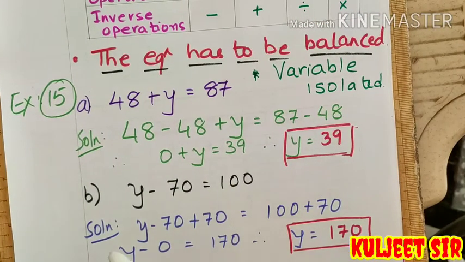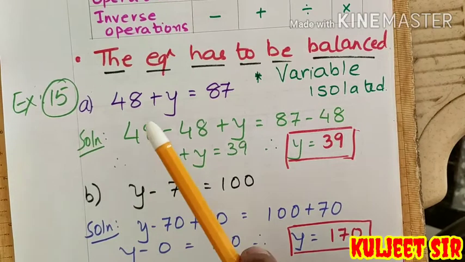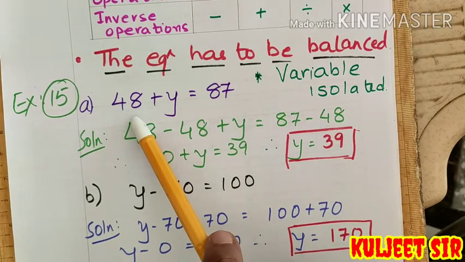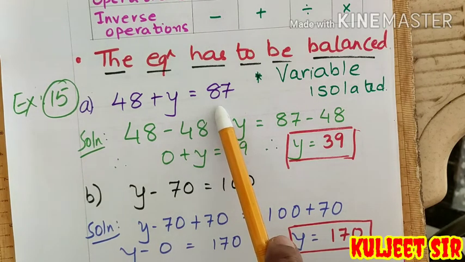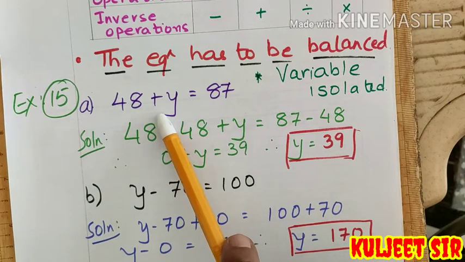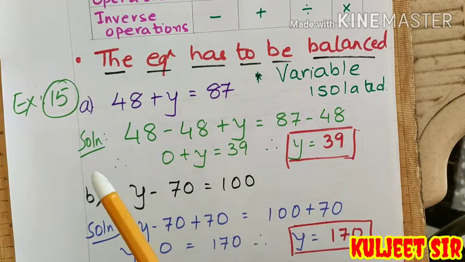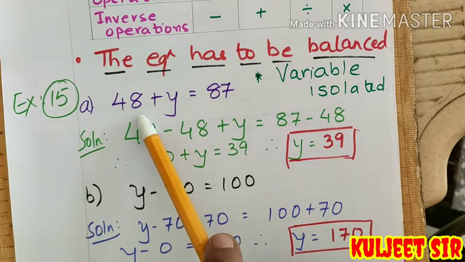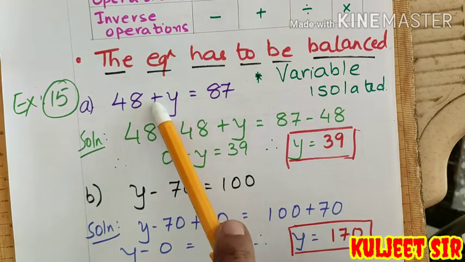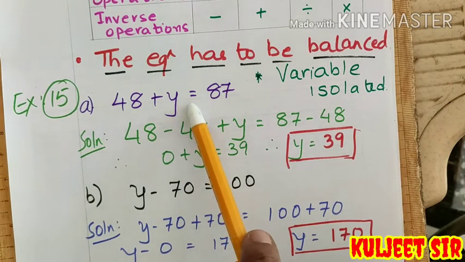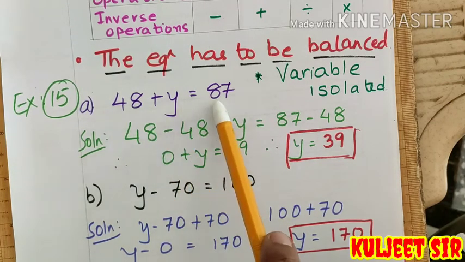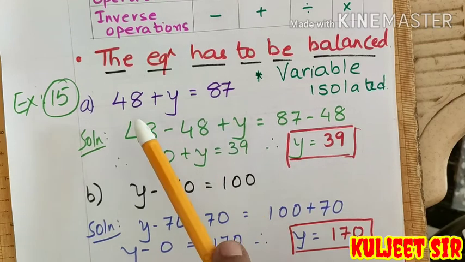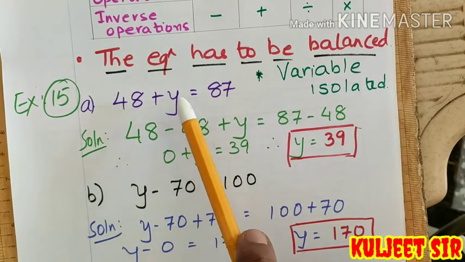Okay. So sum number 15a. There are 4 sums in all. We'll start with the first one, 15a. Now you can see there is a constant, 48, plus y, which is a variable, and on the right hand side we have 87. Now I said whenever there is a plus sign, we have to get a minus to it. We have to isolate it. So you can see these two are on the left hand side and this is on the right hand side. Now this is plus, it remains as it is.